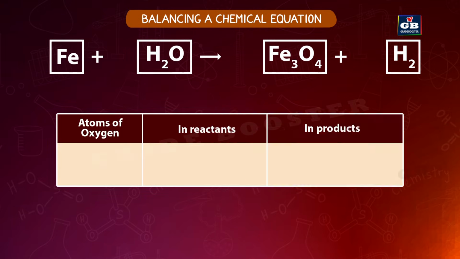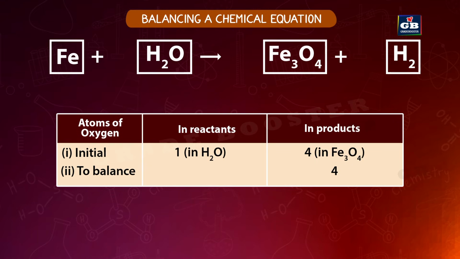To balance the oxygen atoms, the number of oxygen atoms initially in reactants is 1, that is in H2O, and in products 4, that is in Fe3O4. So to balance it, we will multiply the 1 with 4, 1 into 4 in the reactants. That means we are going to add 4 as the coefficient of H2O.